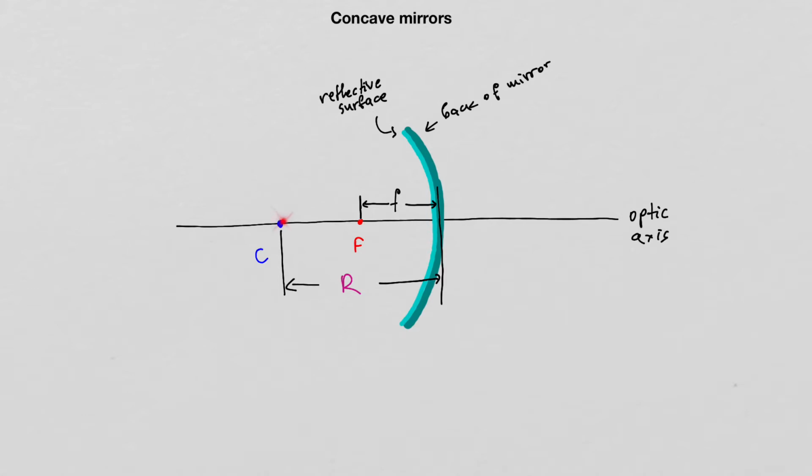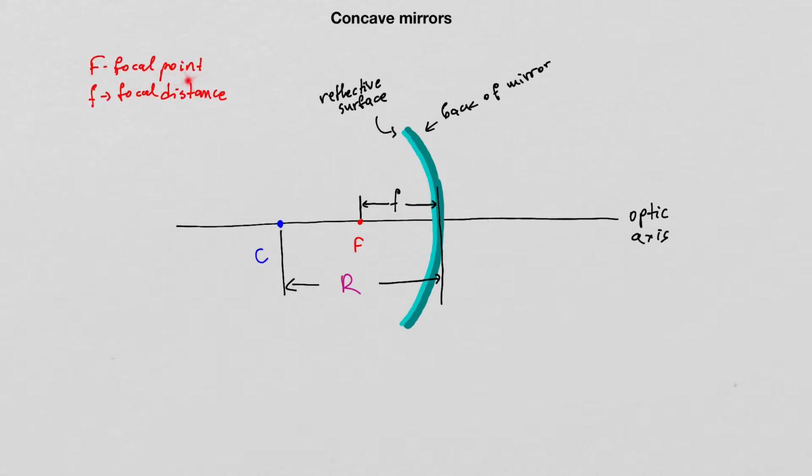Then we have point C, also on the optic axis, and this point denotes the center of curvature of the mirror. As you can see, this mirror is a part of a sphere, and so point C is at the center of that sphere. So again, point C is the center of curvature of the mirror. The distance from point C to the mirror is the radius of the mirror.